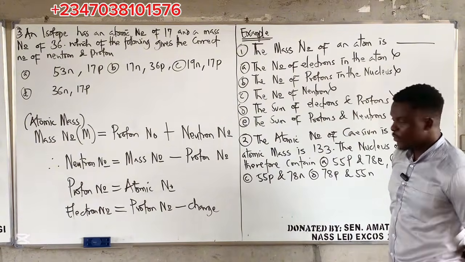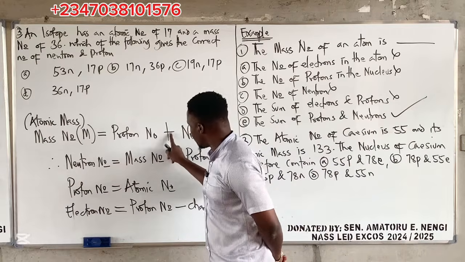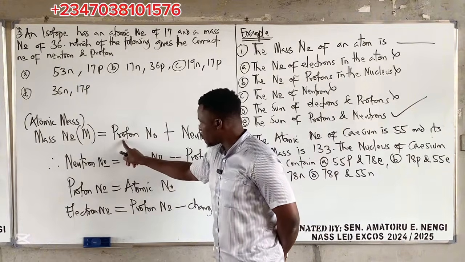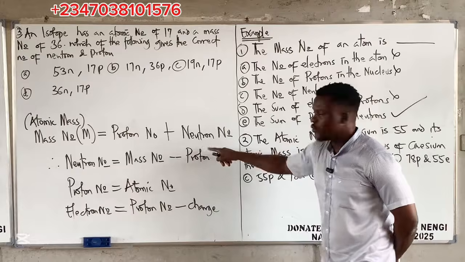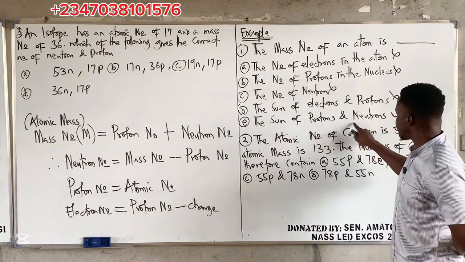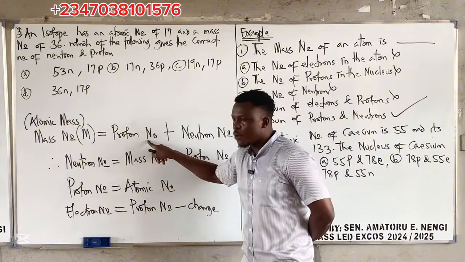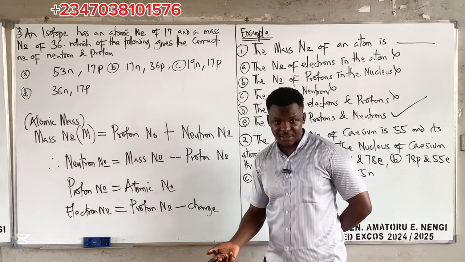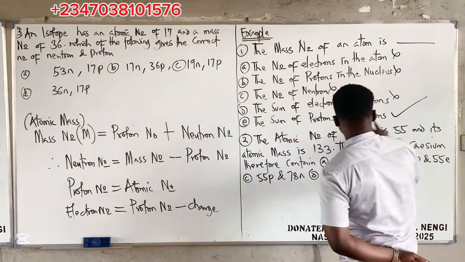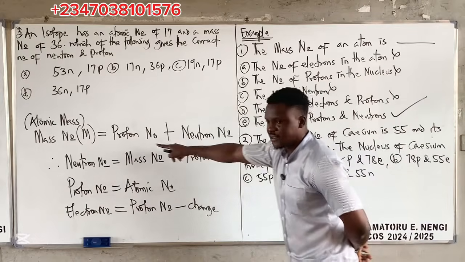E, right? Because mass number is the sum of proton and what? Neutron. And they say the sum of protons and neutrons. They will not always use the number. Proton number is something as protons, right? So the answer to this question is E, because mass number is the sum of this.